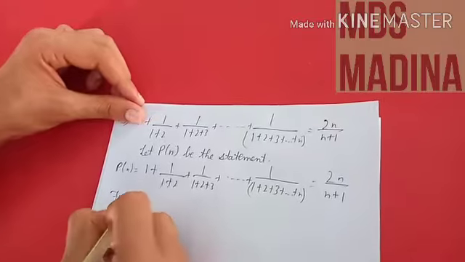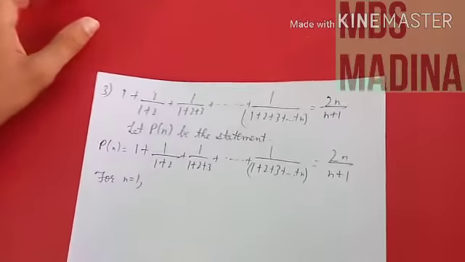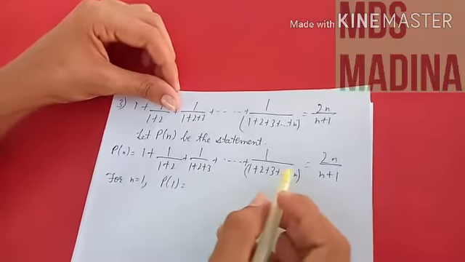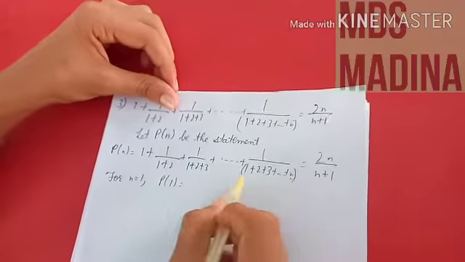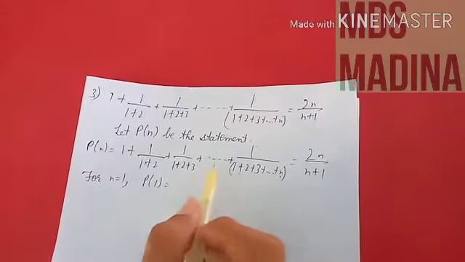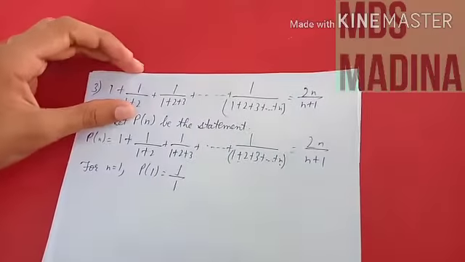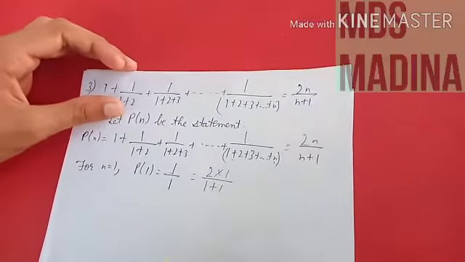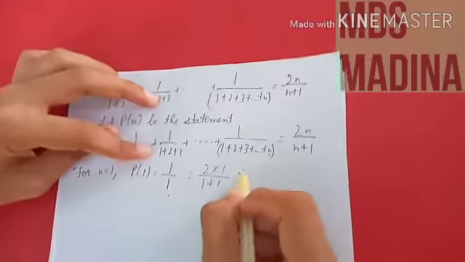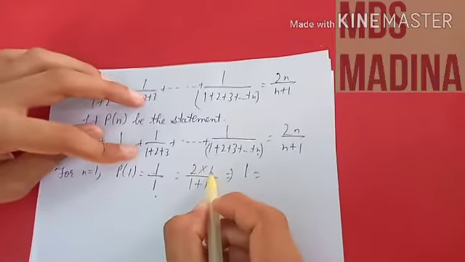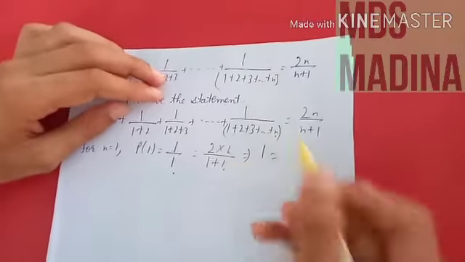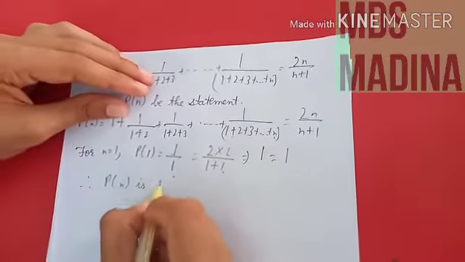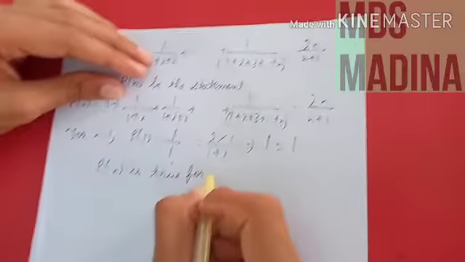Now for n equal to 1, first we will prove for it. P of 1 will be equal to, here in place of n we will get only 1, so here we will get 1 by 1. And here 2 into 1 by 1 plus 1, so it is 1 equal to, this is 2 into 1 is 2, 2 by 2 is 1, so 1 is equal to 1. Therefore P of n is true for n equal to 1.